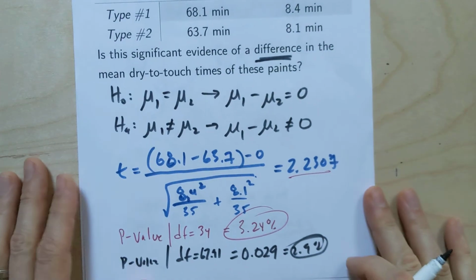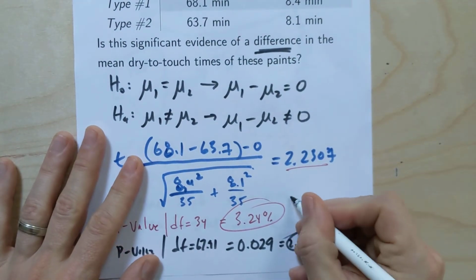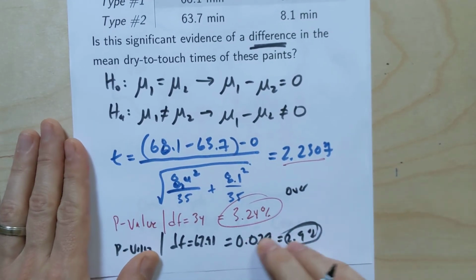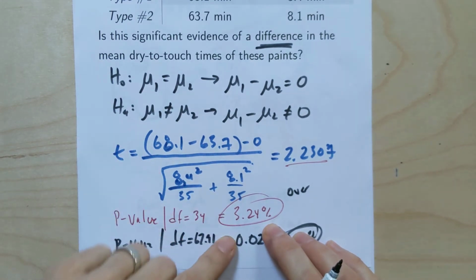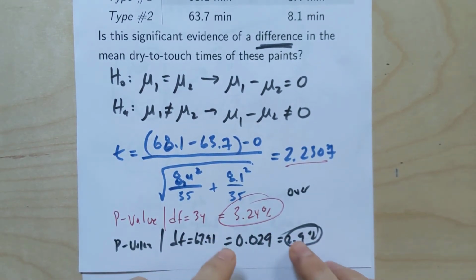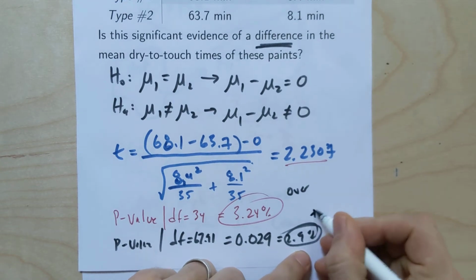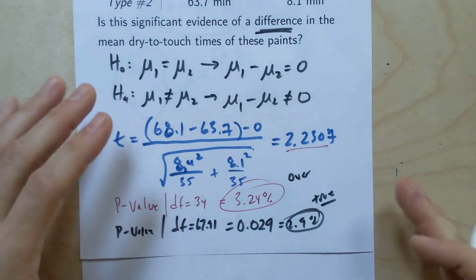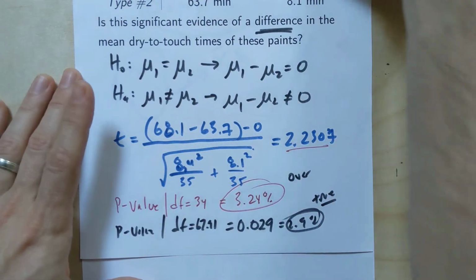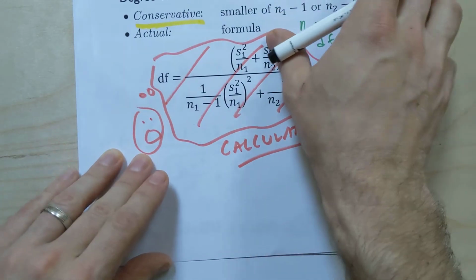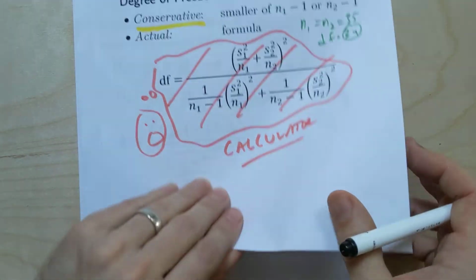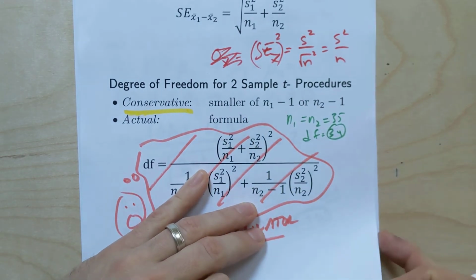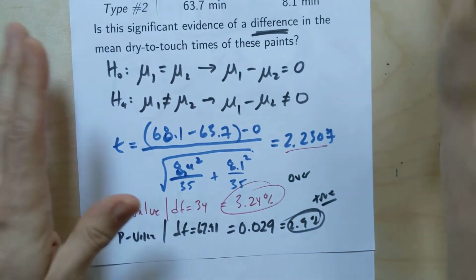So the conservative approach will always end up giving us a p-value that's over what we would get if we used the true one. The conservative approach is conservative because it's never going to say that our p-value is lower than it really should be. This is what our true p-value should be for this scenario if we're using the true degree of freedom. But if for some reason you don't know that, then the safe bet, so that your p-value isn't smaller than you might estimate, is to just use the conservative approach of n1 minus 1 or n2 minus 1. So there's the key idea.